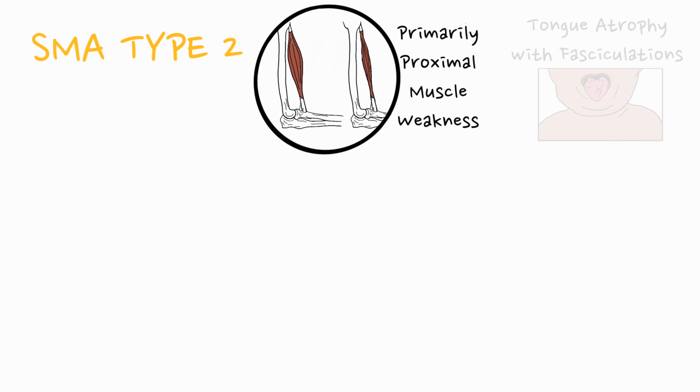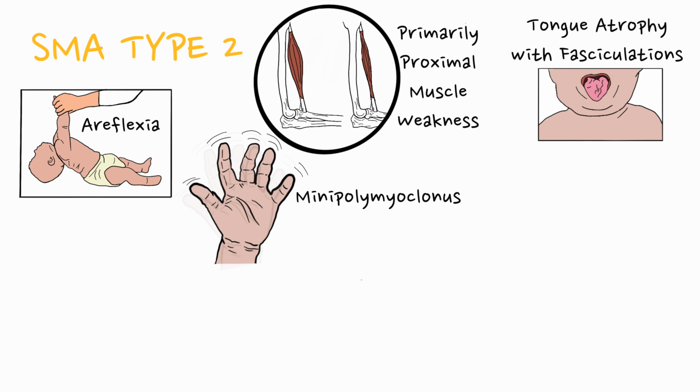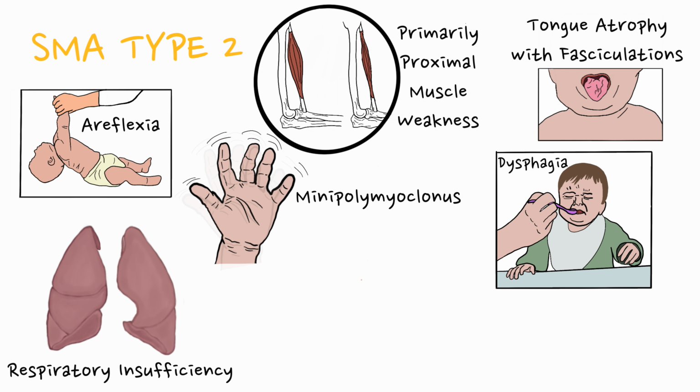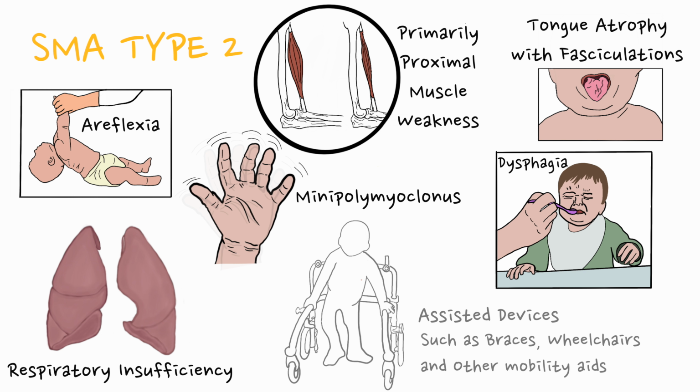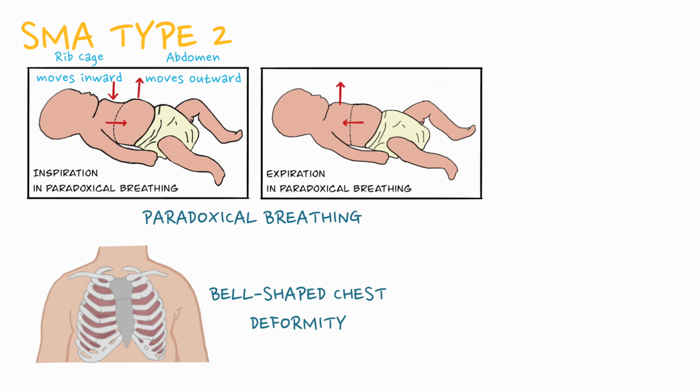Common features include tongue atrophy with fasciculations, areflexia, which is also known as absence of reflexes, and tremor-like myoclonus affecting distal limbs referred to as mini polymyoclonus, dysphagia, known as difficulty in swallowing, and respiratory insufficiency. Many individuals with SMA type 2 may require assistive devices such as braces, wheelchairs, or other mobility aids to aid in movement. The intercostal muscles responsible for chest movements during breathing are particularly affected, leading to paradoxical breathing, where the rib cage moves inward during inspiration while the abdomen moves outward, giving rise to a characteristic bell-shaped chest deformity.